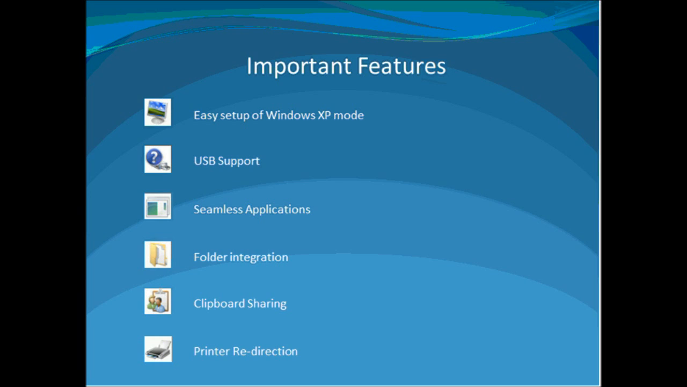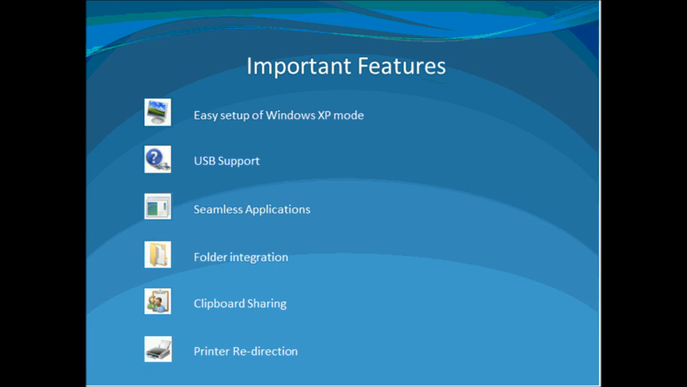Seamless applications. You can now publish and launch applications installed on Virtual Windows XP directly from the Windows 7 desktop, as if they were installed on the Windows 7 host itself. Another feature is folder integration between hosts and guests. Now you can access your Windows 7 known folders like My Documents, Pictures, Desktop, Music and Video from inside the virtual Windows environment such as the Windows XP mode.